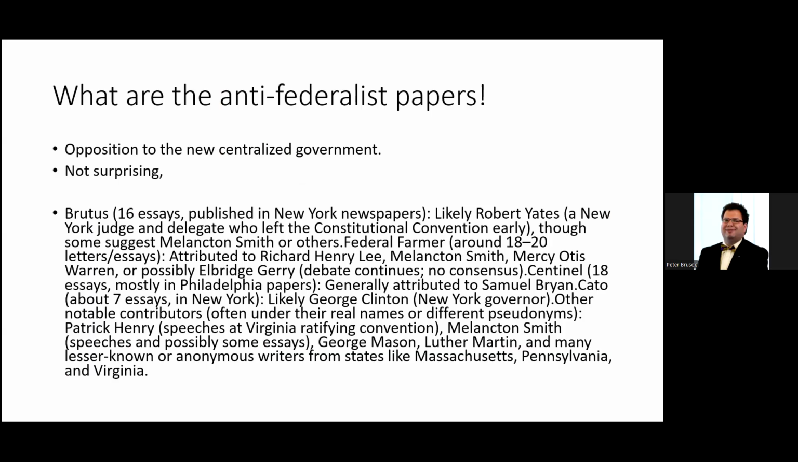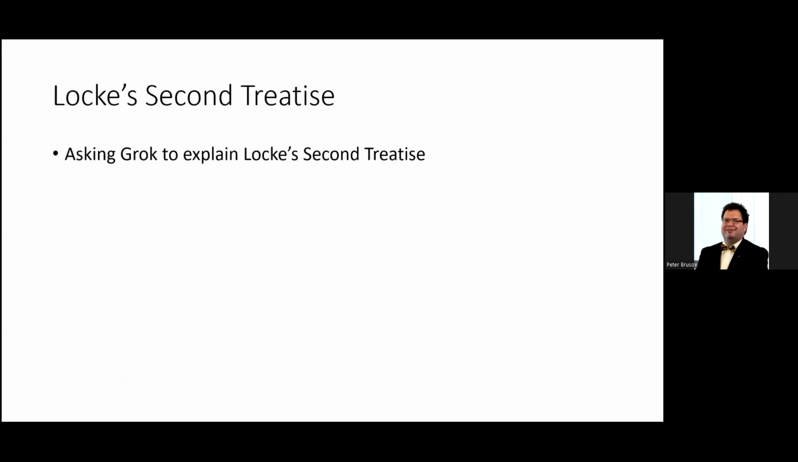In opposition to that, we have the Anti-Federalist Papers. What was interesting is the opposition to the new centralized government was not organized. Again, writing in pseudonyms, we had Brutus, about 16 essays. We believe that was Robert Yates. We have the Federalist Farmer, about 18. We think it's Richard Henry Lee of Virginia. We're not 100% sure. Some historians argue it would be Gerry of Massachusetts. But again, these are individual thoughts, not as well organized, not as well collaborated as the Federalists, but it provides a point-counterpoint.